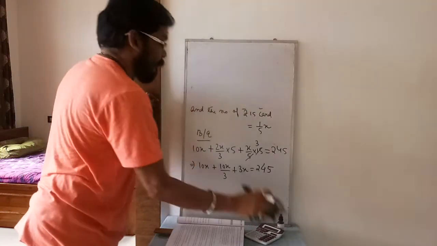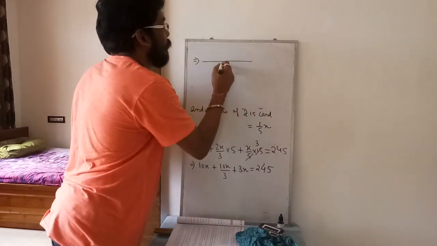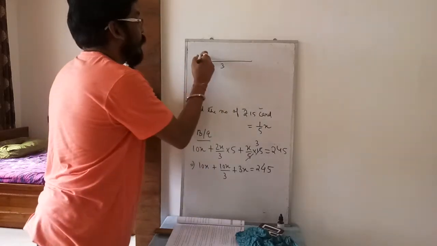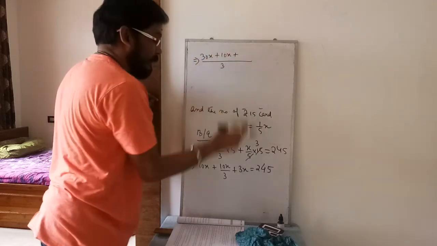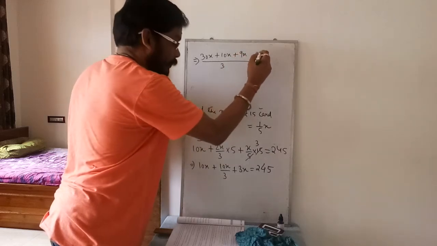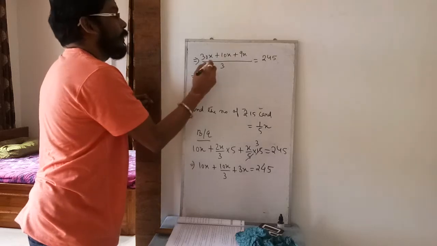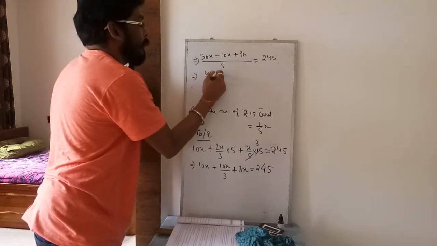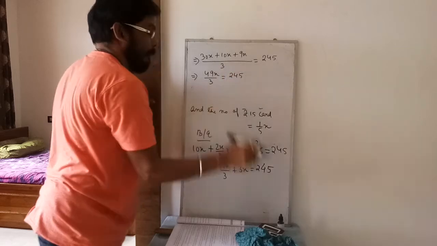To simplify it, I have to take the LCM. Here the LCM will be 3. So it is 30x, it is 10x plus 3x by 3, which gives 9x, equal to 245. So what will you get here? 49x by 3 equal to 245.